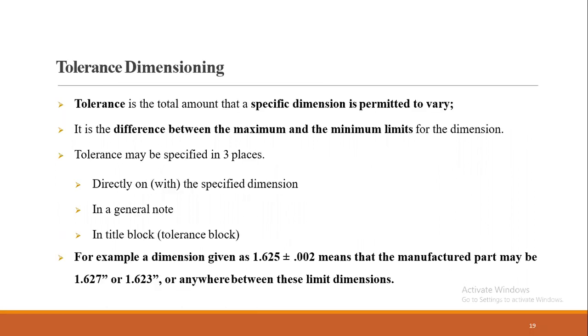So what is meant by tolerance? It's the difference between the maximum and minimum limits. If you see the example, the dimension is given as 1.625 plus or minus 0.002. So you can create a part that is 1.627 or 1.623. If your part is between these two dimensions, it's acceptable.